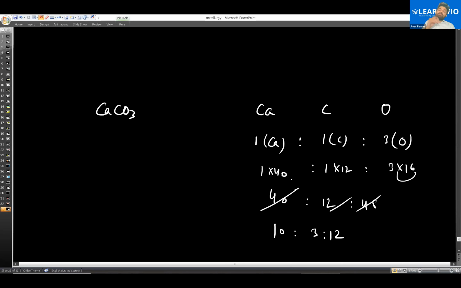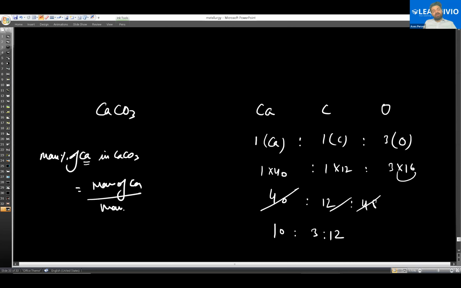But if I ask you to calculate the mass percentage of each element, for example, the mass percentage of calcium in calcium carbonate, it is not the ratio. Ratio you calculate this way. And the mass percentage of calcium in CaCO3, what will you do? You will take the mass of calcium. What is the total mass of calcium in calcium carbonate? It is 40. And what is the total mass of calcium carbonate? It is 100.